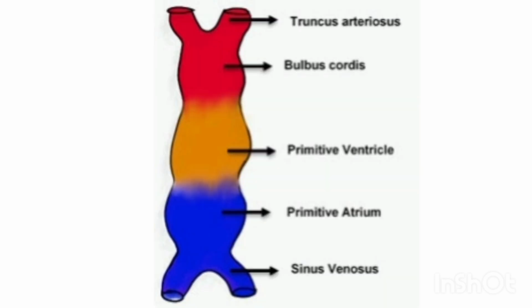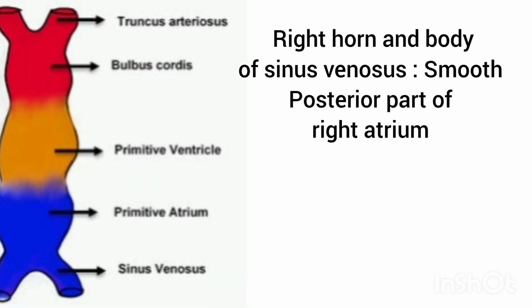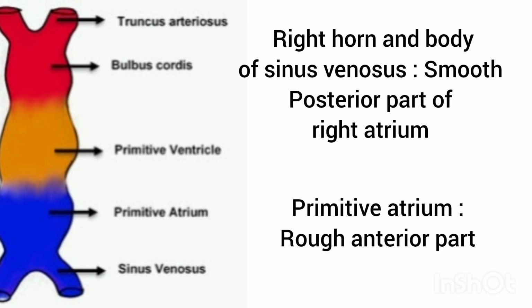The second part of our heart tube is the primitive atrium. It is divided into right and left part. The body of sinus venosus along with the right horn is absorbed into the right atrium. The sinus venosus and the right horn together form the smooth posterior wall of the right atrium, whereas the primitive atrium forms the rough anterior wall.